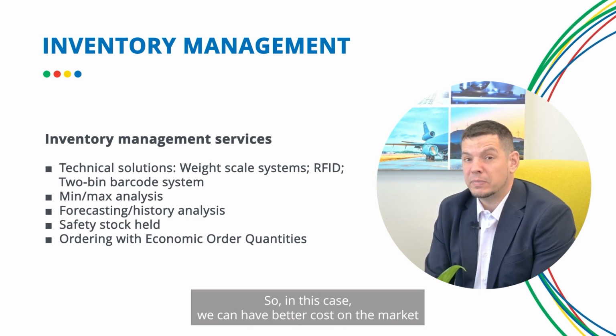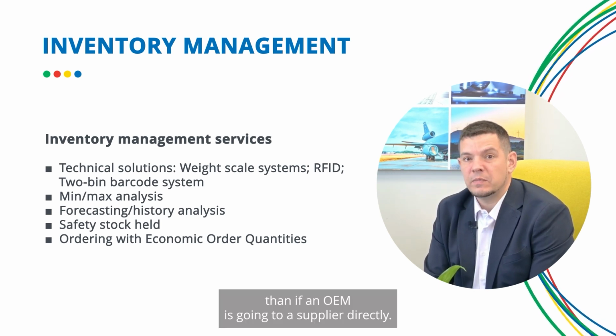So in this case, we can have better cost on the market than if an OEM is going to a supplier directly. We can also negotiate different terms with the suppliers because of our buy power. And that's why partnership, I think, is really important, both with the customers and suppliers, because estimating and analyzing inventory consumption and demand is really difficult, and it could be complex financially as well, and on the operational side. So if you have the proper partnership in place and the proper communication, then it's easier to have suppliers, have customers, and at the end of the day, build strong relationships together.